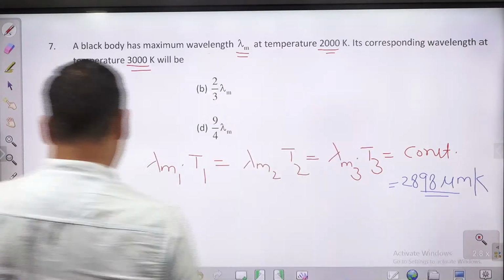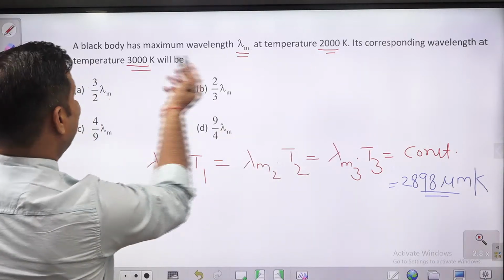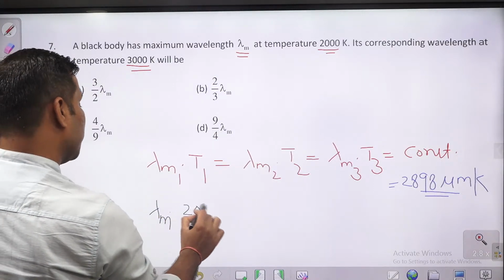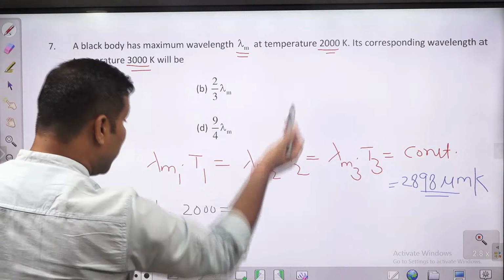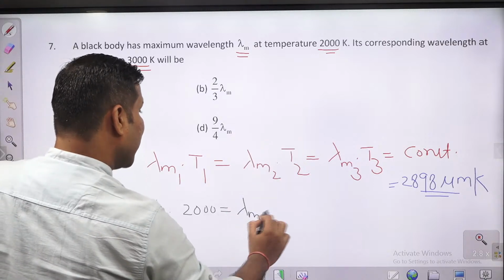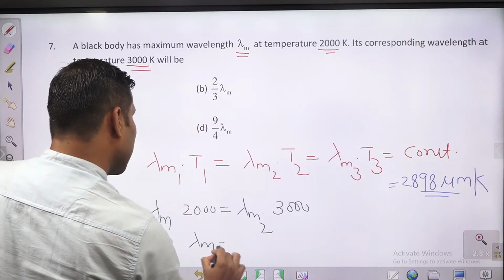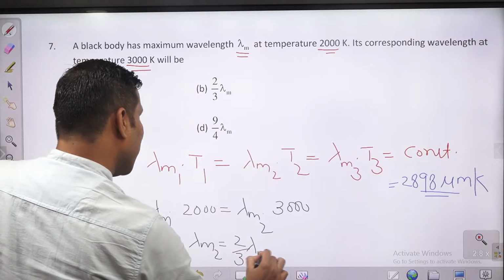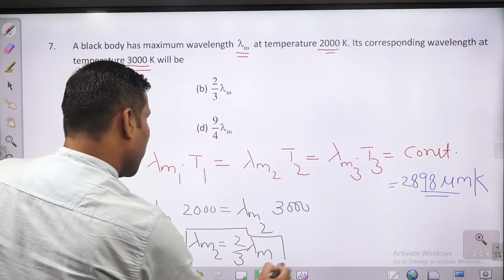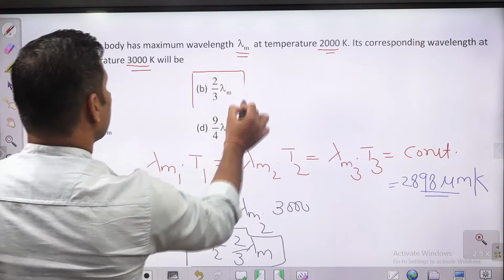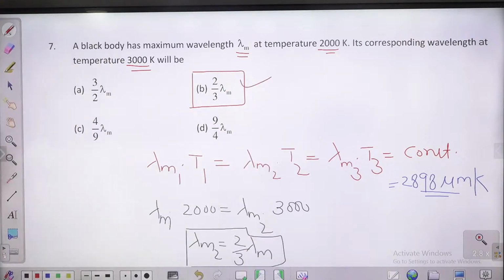So you only need to compare. In the first case, this is the wavelength and the temperature is 2000. In the second case, the wavelength we want to find out, and the temperature is 3000. So lambda m2 will be 2 by 3 lambda m. Very easy, very simple question. So in the second case, lambda m2 will be 2 by 3 of lambda m, which means option B is the right answer, guys. This is the answer for this question. Let us move to the next question, question number 8.